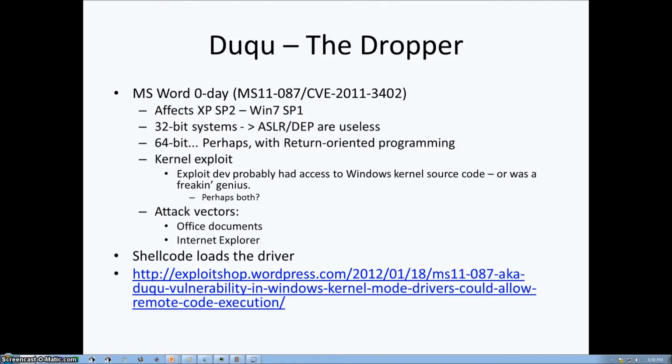So the link down at the bottom is where I got most of the information on the MS Word 0-day. Really smart guy who wrote this blog, and he was actually almost going to post some proof of concept code on how to actually exploit this vulnerability, but he decided not to due to ethical reasons. So kind of a sad day there, but I suppose that's actually a good thing.